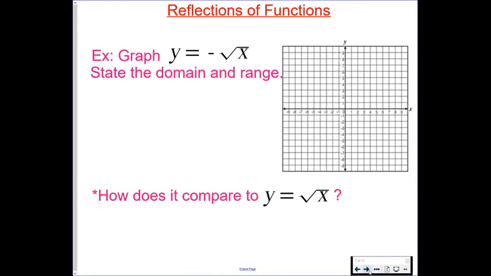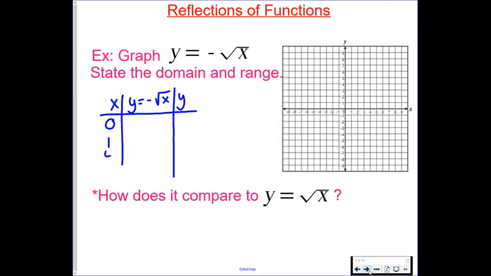Let's go ahead and try an example. Graph y equals negative root x and state the domain as well as the range. I'm going to create a table just like we did yesterday, so you can kind of see what this graph looks like. X's and y's. My x's, I'm going to choose them specifically because you can't take the square root of every number, as we saw yesterday. So I'm going to choose some perfect squares, like 0, 1, 4, and 9.